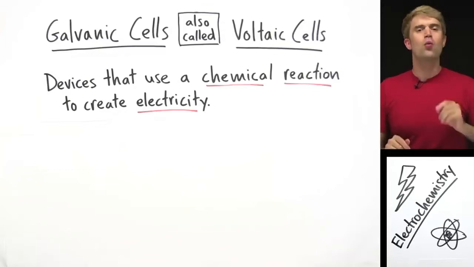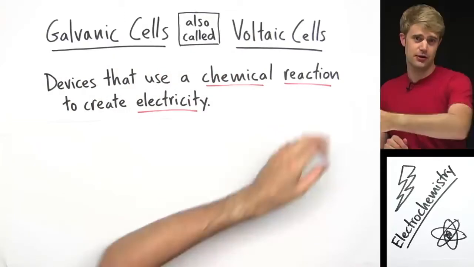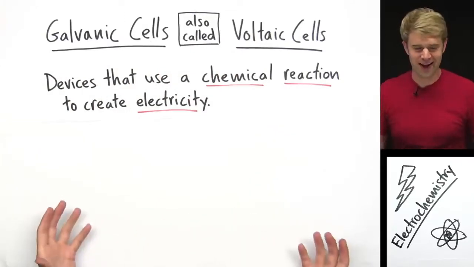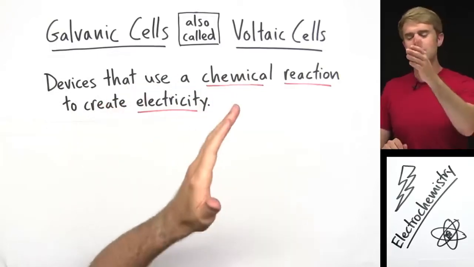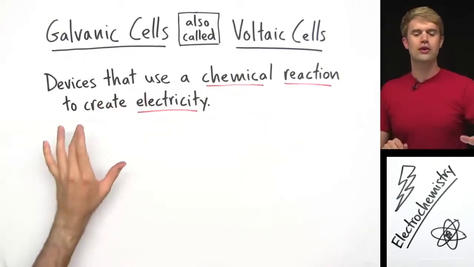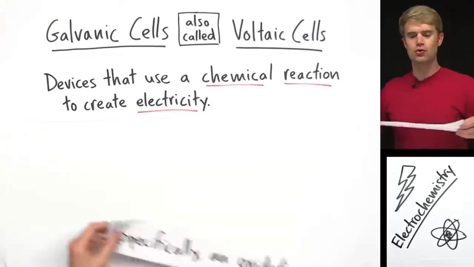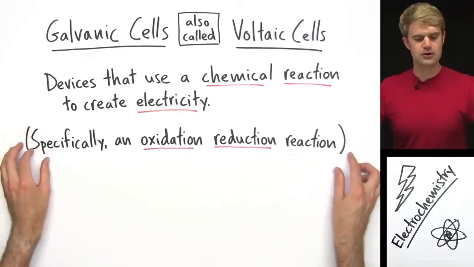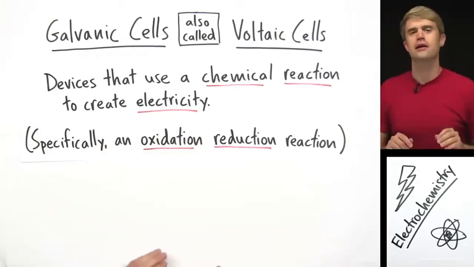In this video, we're going to talk about galvanic cells, which are also called voltaic cells. So what are they? Well, galvanic or voltaic cells are devices that use a chemical reaction to create electricity. Specifically, the type of chemical reaction that they use is called an oxidation-reduction reaction. But we'll talk more about that later.